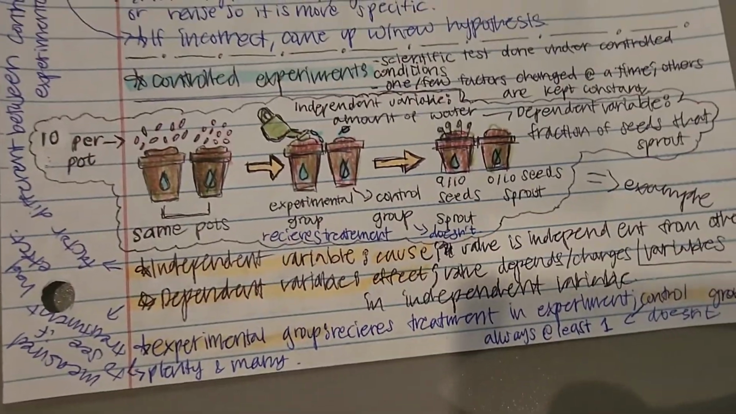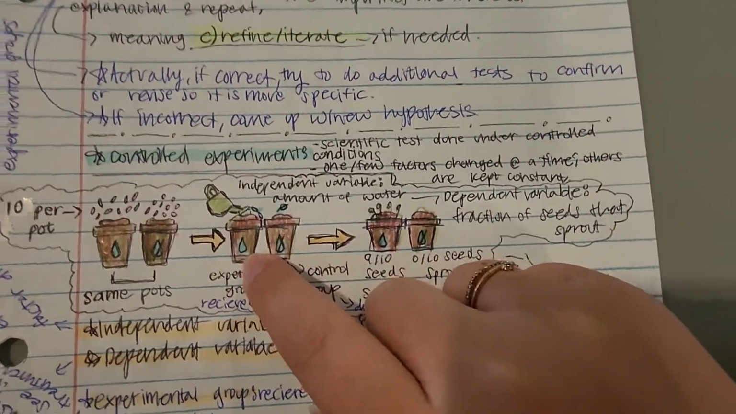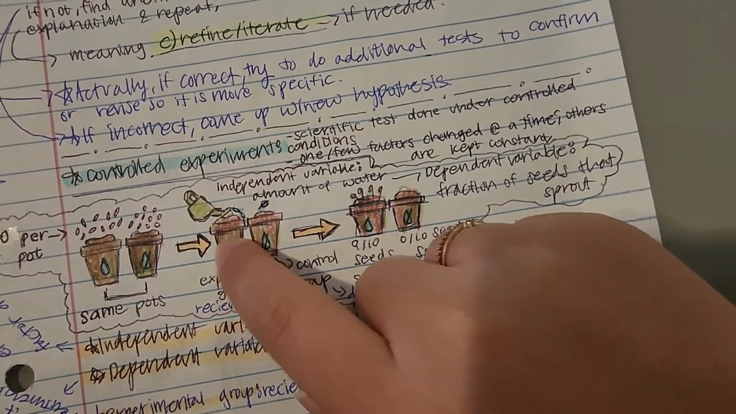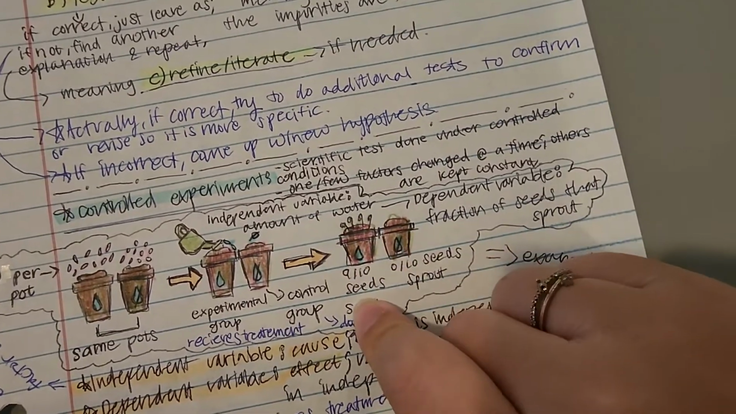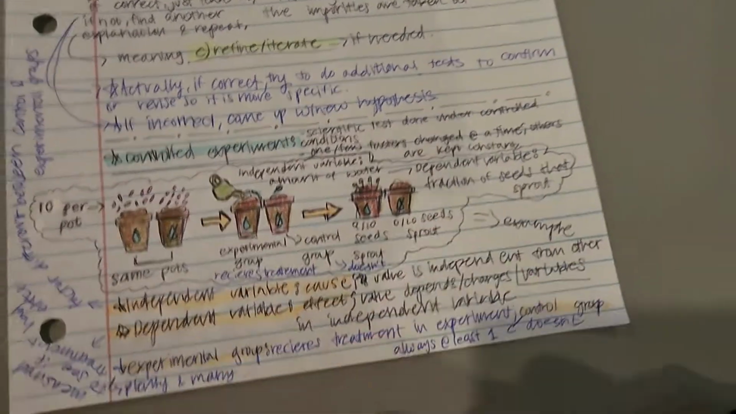An example is, we're going to look at seeds. This is the same pot. We put 10 seeds in each, but one is watered daily, one isn't watered. This is experimental, and this is control. The one with water has 9 out of 10 seeds that grew. The one without it had 0 out of 10 seeds that sprouted.